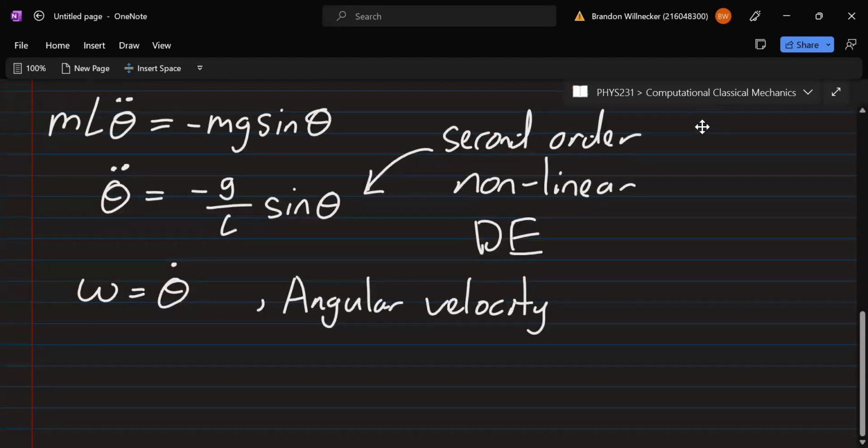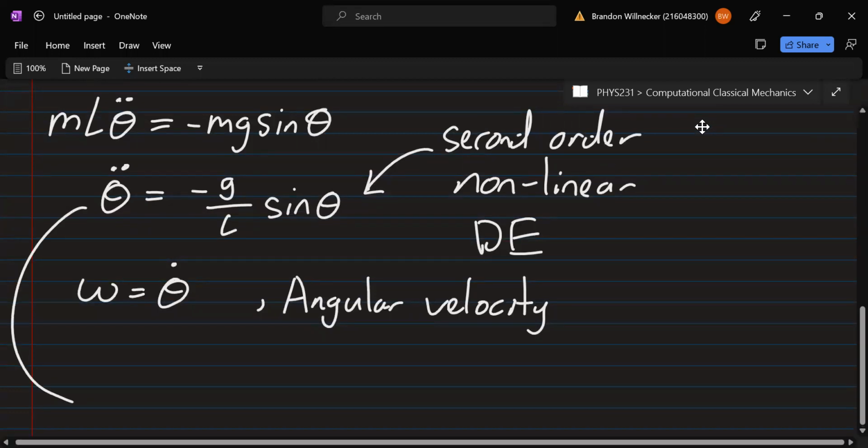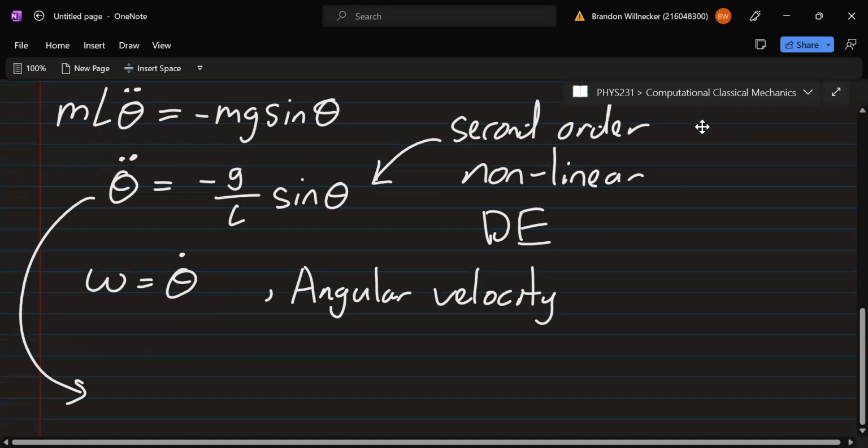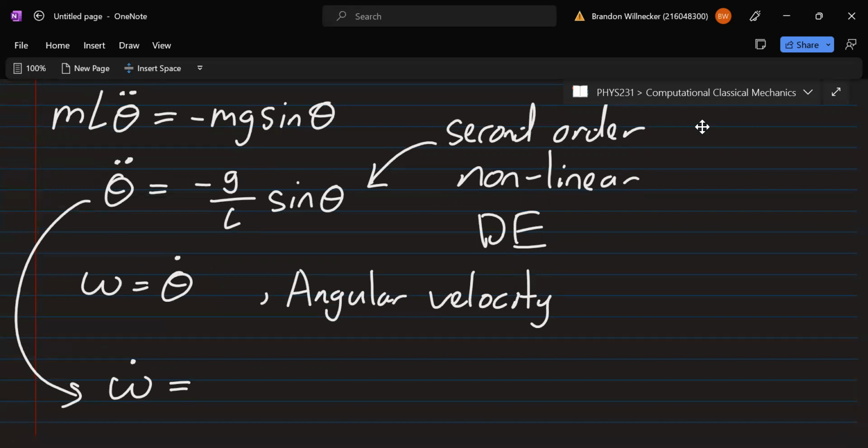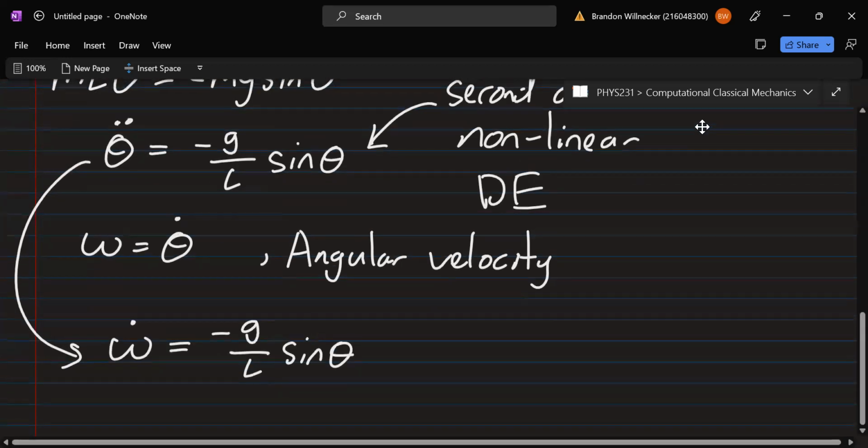Okay, so with that included, we can write this as two first order differential equations. So omega dot is going to be theta double dot because omega is already theta dot. So this is going to be minus g over L sine theta. And then theta dot, we define that already to be omega. So this is just by definition.